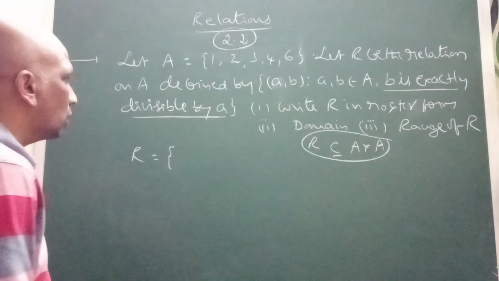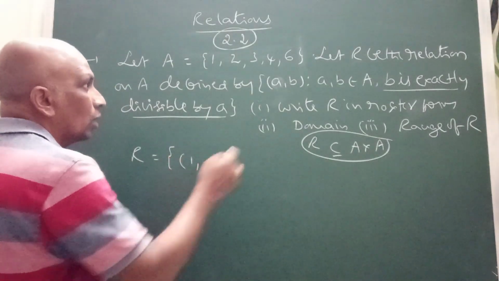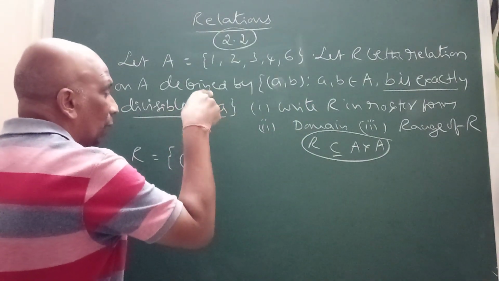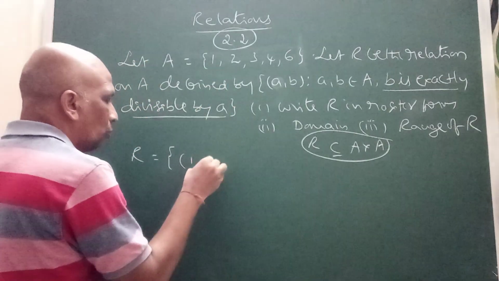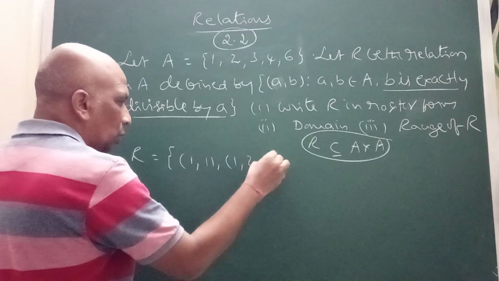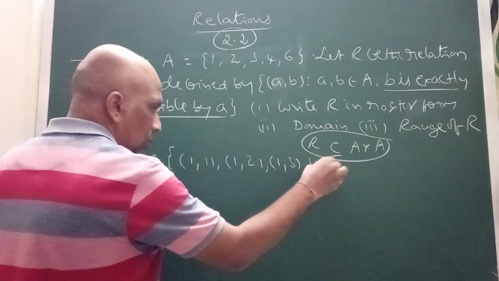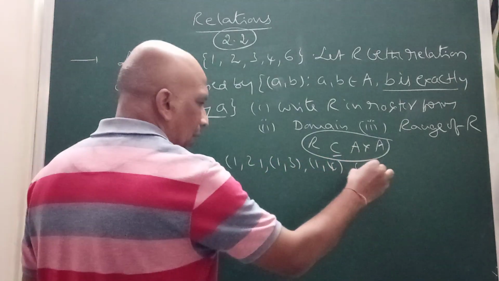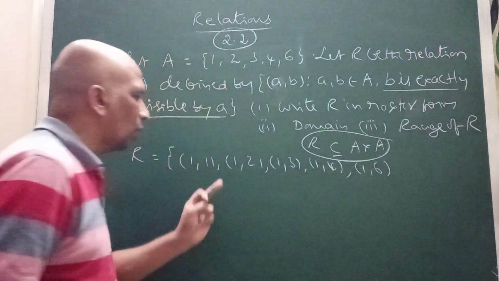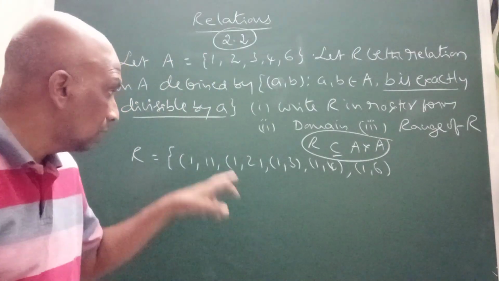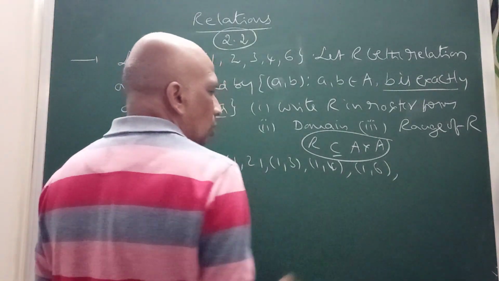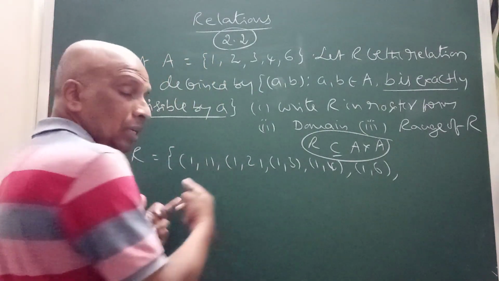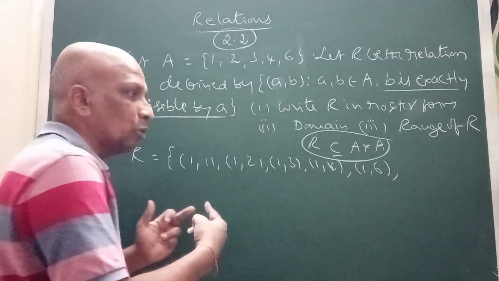Then R is equal to, so 1: b is exactly divisible by a. So 1 divides every number, right? That means (1, 1), I can write (1, 2), (1, 3), (1, 4), and (1, 6), right? So (1, 1), (1, 2), (1, 3), (1, 4), (1, 6), where b is exactly divisible by a. I am writing the set in roster form.